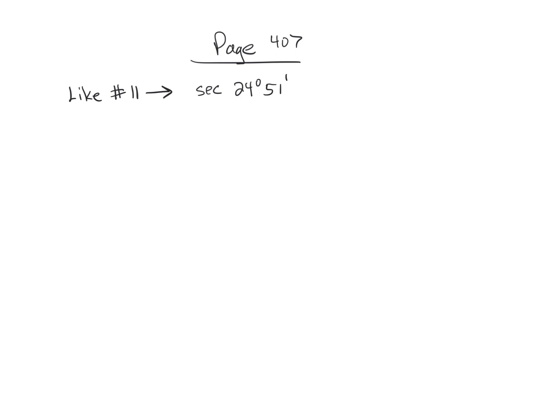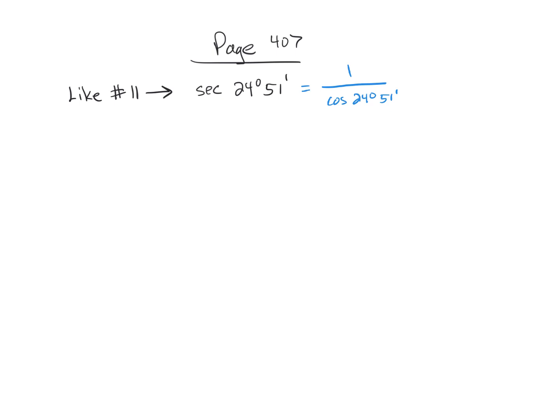Okay, on 407, I would like to do one that's just like number 11, but I've changed the numbers so that you can still have a chance to try this out with the problem that's in the book. If you are doing secant, there's no secant button on your calculator, so you're going to have to do the cosine, which is the reciprocal. So if you're finding the secant of 24 degrees and 51 minutes, that's the same as 1 over the cosine of 24 degrees and 51 minutes.